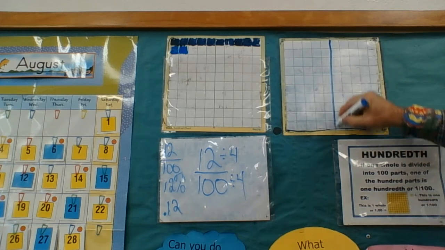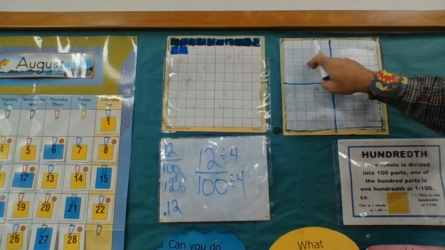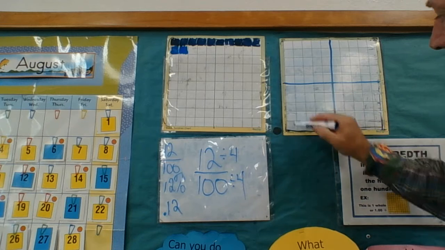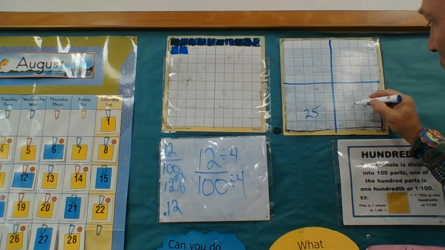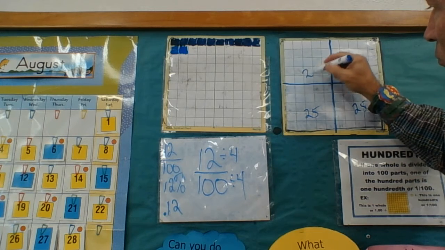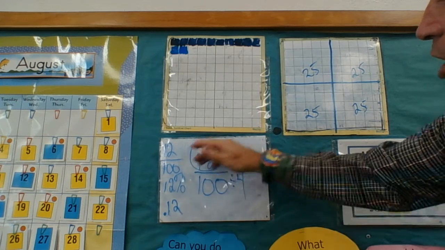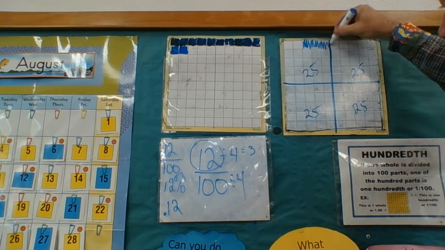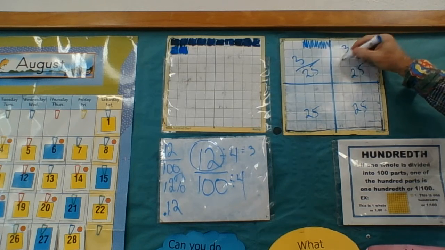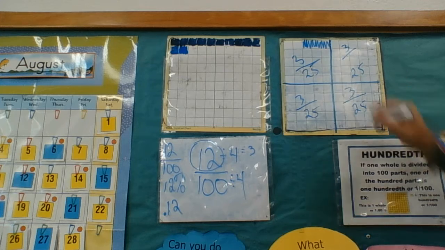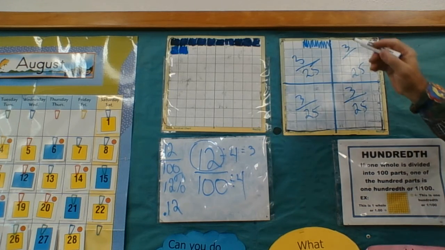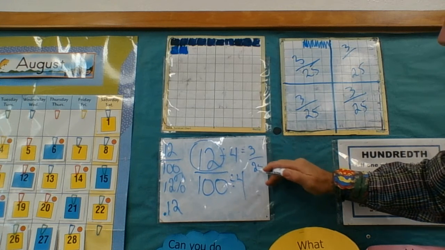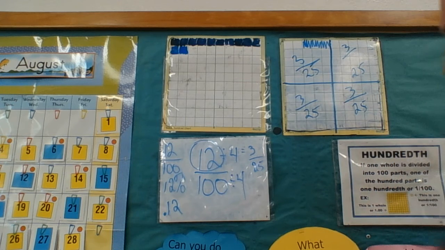So I divide it by 2, 4. I now have 4 pieces that I've divided this up to, and that gives me 25 in each one of these. And now I take my numerator, and 12 divided by 4 equals 3, which means I will have 3 blocks out of the 25. And so now I know that my fraction has been simplified from 12 100ths to 3 25ths. This is what we call the simplest form.